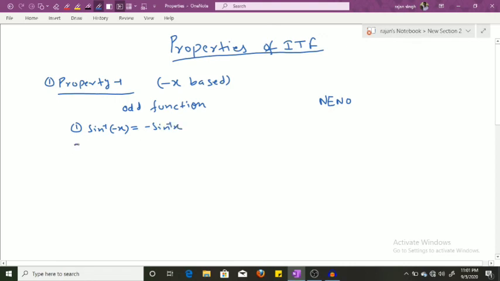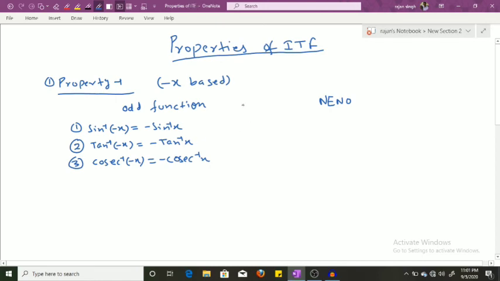Then the second odd function we have is tan inverse. The same happens for this one also, again the minus will come outside. And the third odd function is cosec inverse. Same to same, the minus will come outside. I hope you are getting this. That's a very easy thing.